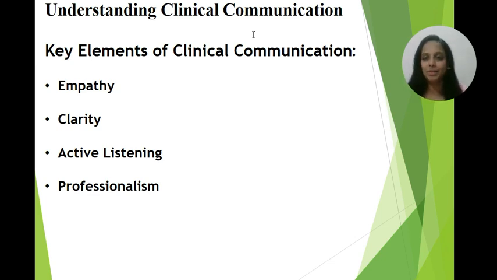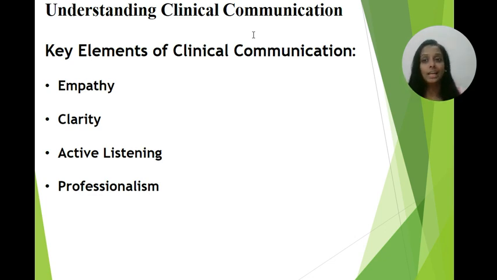So let's jump in. First off, let's define what we mean by clinical communication. Simply put, it's just the way you interact with your patients, colleagues, and other healthcare professionals. But it's not just talking. It's about how you listen, how you show empathy, how you deliver medical information in a way that people can understand, trust, and feel comfortable with.